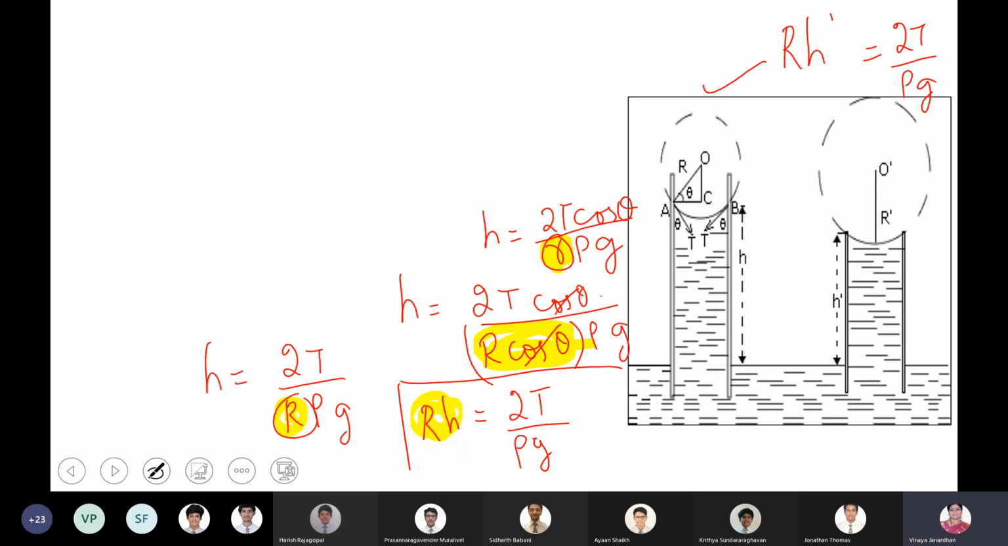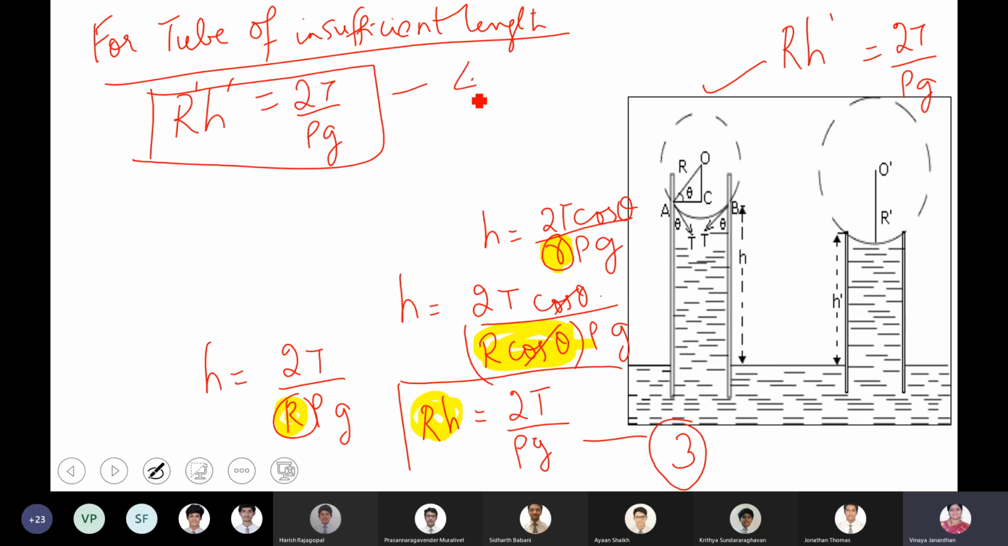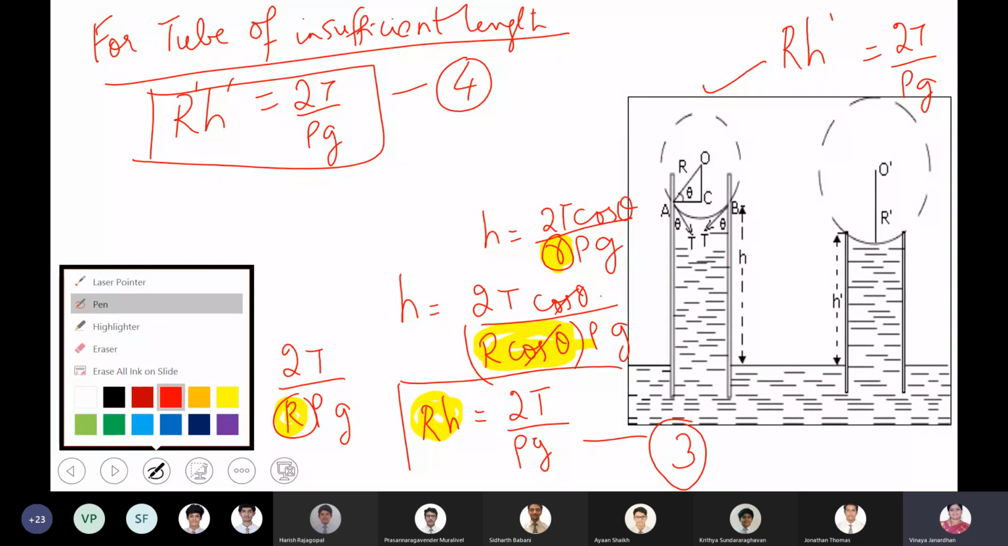One more thing, this is what I'll mark as equation 3. Now I can go for the tube of insufficient length, the second one. For the second one, we will still have R dash H dash equal to 2T by rho into G. So now this becomes equation 4. Are you clear, boys? Yes, ma'am.